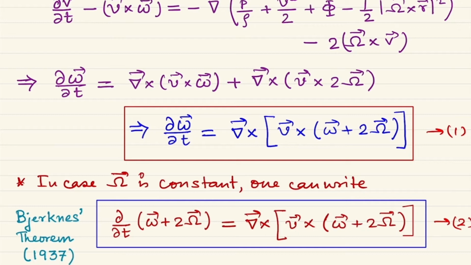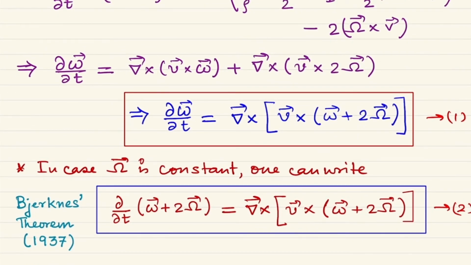And this is known as the generalized vorticity theorem or Bjerknes theorem, who gave this theorem and proved it in 1937.